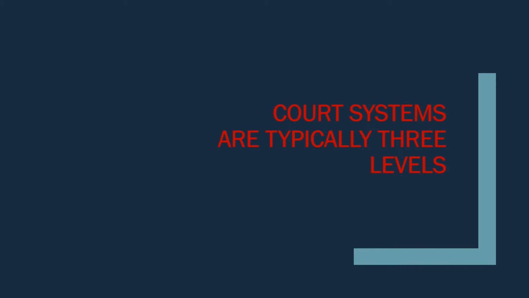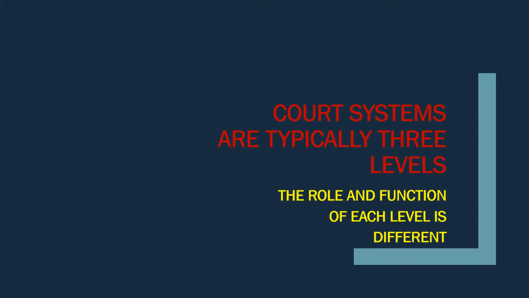So let's take a look at those three levels. I'll introduce you to their general names, and remember, whether we're talking about Texas state court systems or the federal court system, they're going to have specific names, and we'll get into those specific names at another time. I just want to give you an idea of what these three levels are. As I said, we typically find in the United States three levels of courts. Let's introduce each one very briefly.